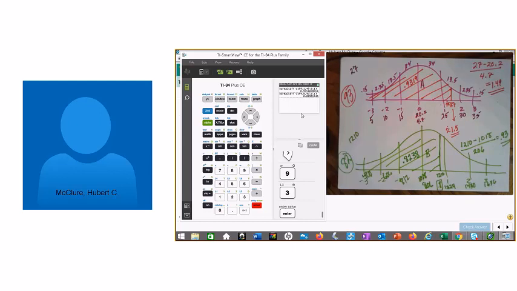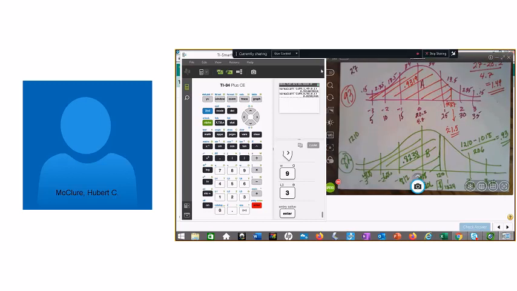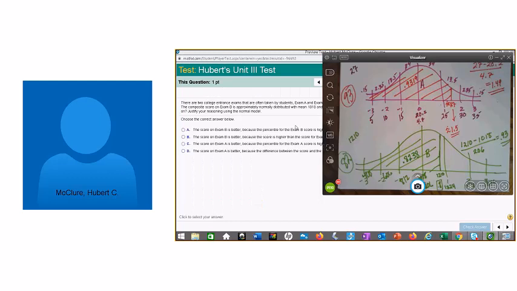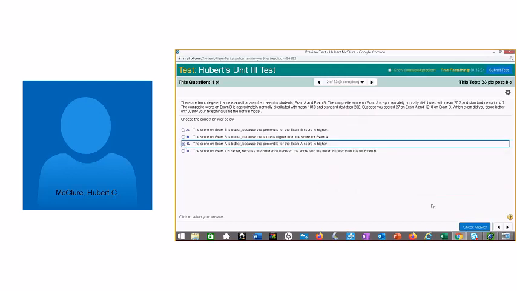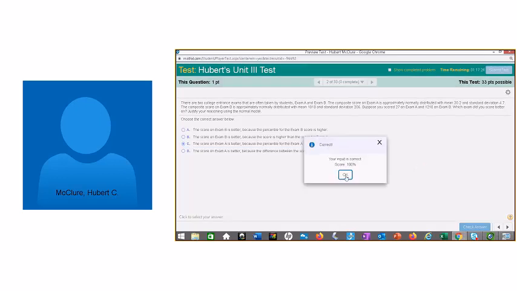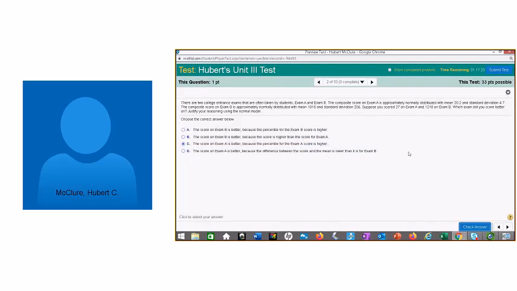So let's read the question and see what it asks. The score on exam A is better because the percentile is higher. I'm sorry, my eye's itching. Yay, we're smart. All right, questions on that one?